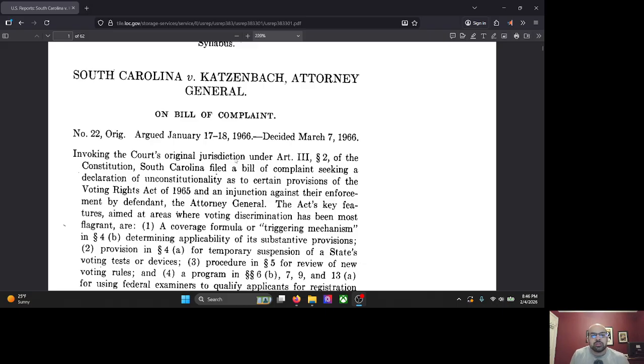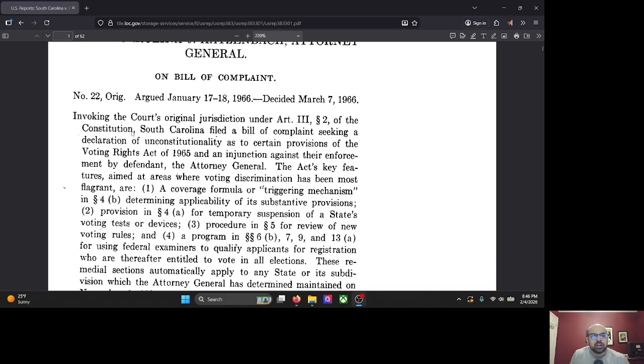Invoking the court's original jurisdiction under Article 3, Subsection 2 of the Constitution, South Carolina filed a bill of complaint seeking a declaration of unconstitutionality as to certain provisions of the Voting Rights Act of 1965 and an injunction against their enforcement by defendant, the Attorney General.